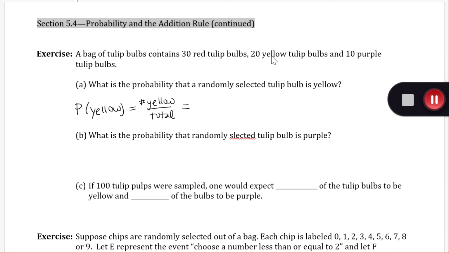So we have 20 yellow tulip bulbs over 30 plus 20 plus 10, so that's over 60, or 1/3, or 0.3333. Again, when you do your approximation, you should determine how many decimal spots you're supposed to round to and make sure you do that.